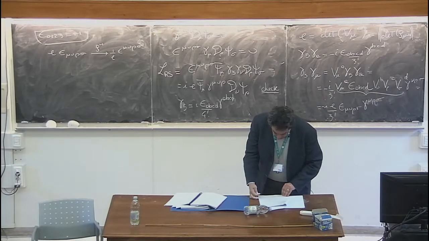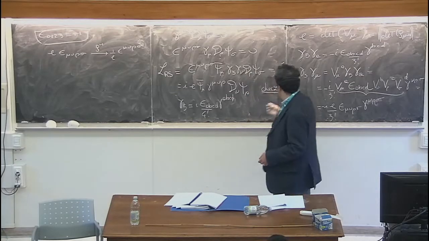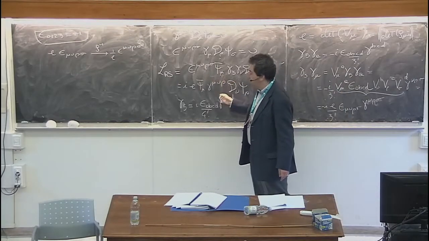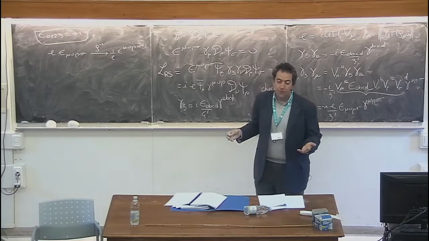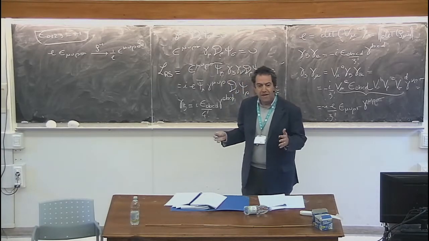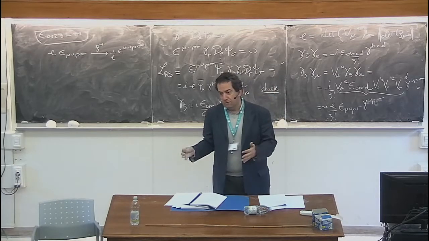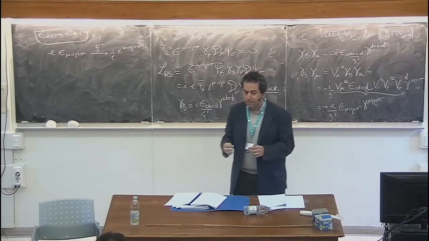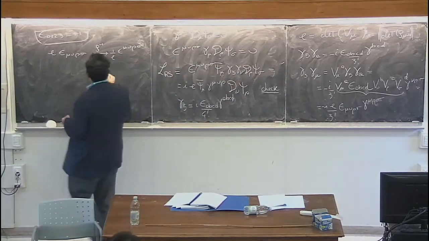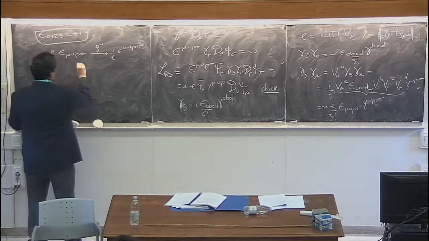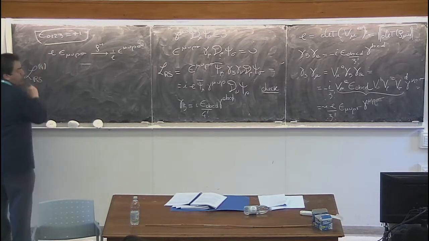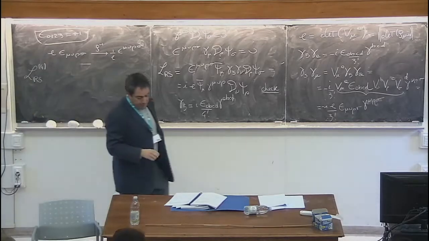Now it is useful to write the action we have just derived here, or if you want this, in terms of forms, okay? Namely as a 4-form in our 4-dimensional space-time. So we define L Rarita-Schwinger 4 as a 4-form.